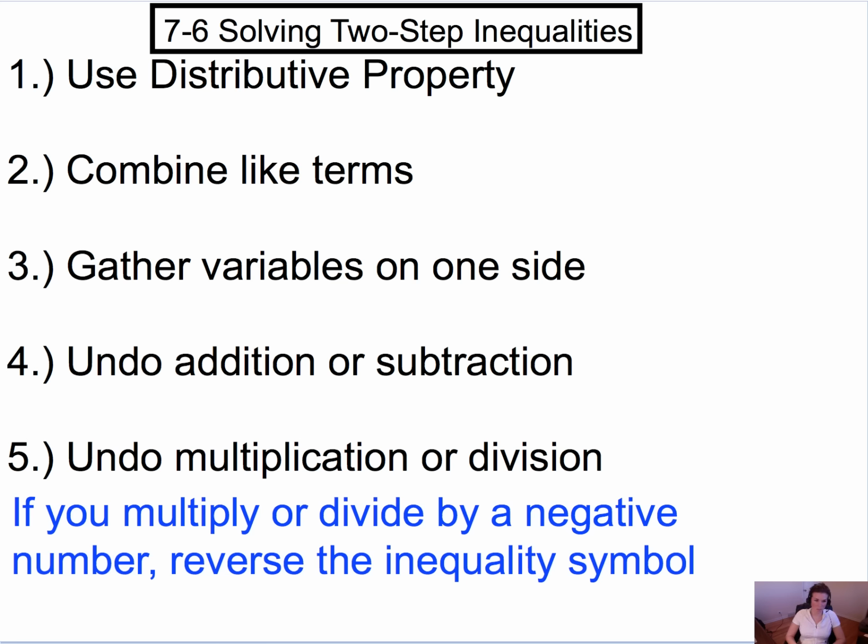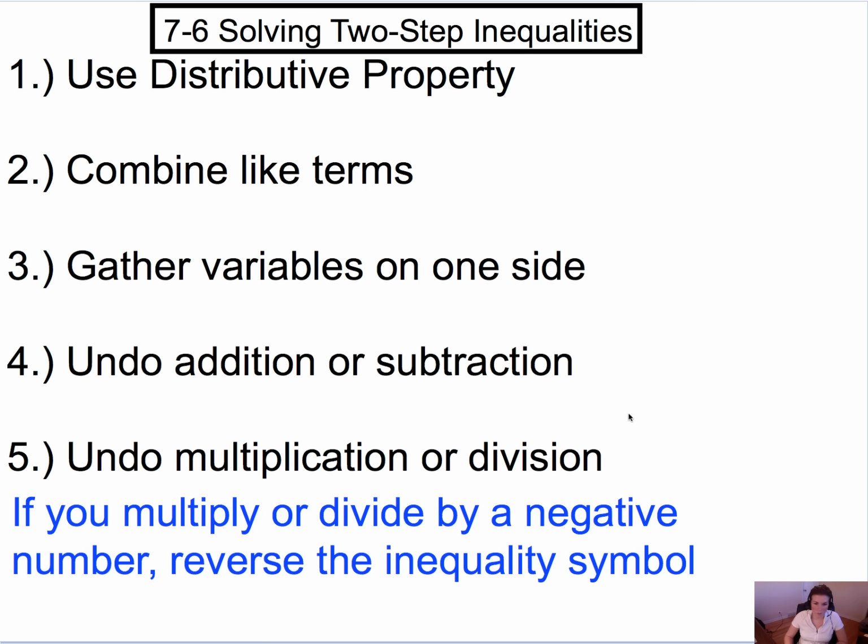All right, today we're working on Chapter 7, Section 6, which is solving two-step inequalities. All of these steps should look familiar. It's the same thing we've done before. Step 1, use the distributive property, then combine like terms, gather variables on one side, undo addition or subtraction, and last, undo multiplication or division.